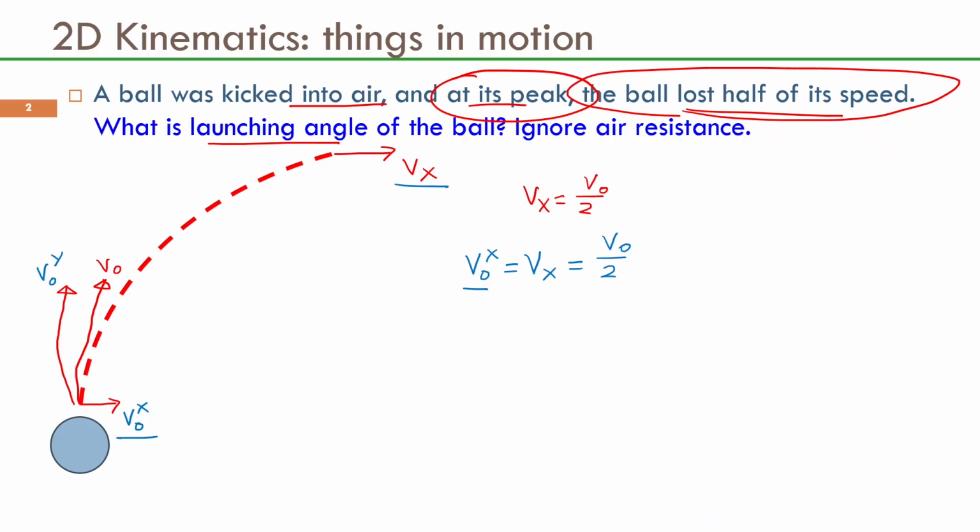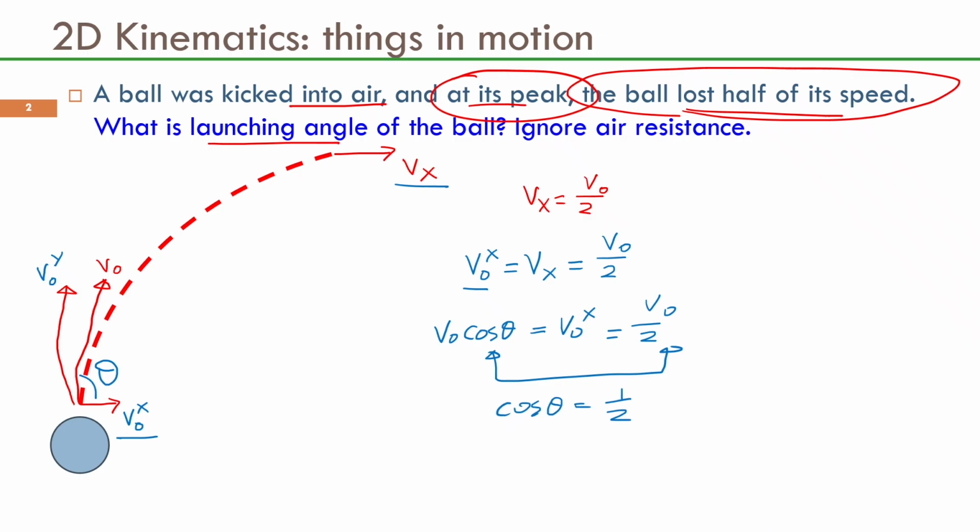Okay? But from the velocity decomposition, I know my initial horizontal velocity can also be expressed using the launching angle, which is v0 times cosine theta equals v0x. I know my v0x also equals half v0. If you compare these two sides, you can see that cosine theta equals half. And we know cosine 60 equals half, so the launching angle would be 60 degrees.